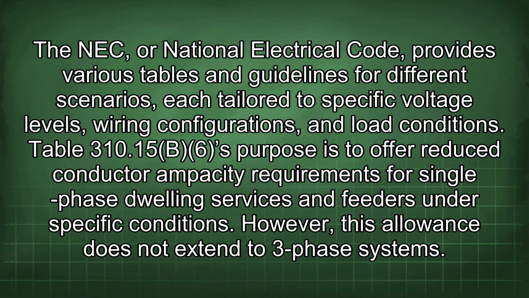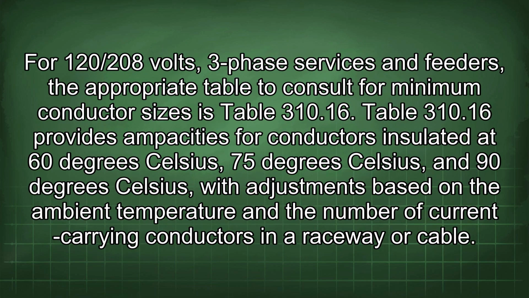Table 310.15(B)(6)'s purpose is to offer reduced conductor ampacity requirements for single-phase dwelling services and feeders under specific conditions. However, this allowance does not extend to 3-phase systems. For 120/208 volt, 3-phase services and feeders, the appropriate table to consult for minimum conductor sizes is Table 310.16.